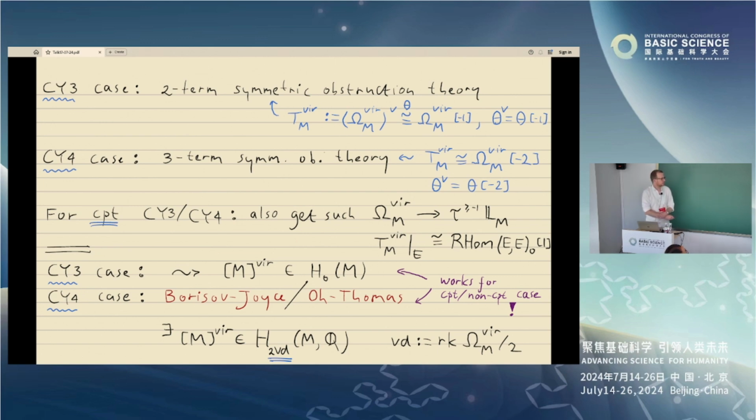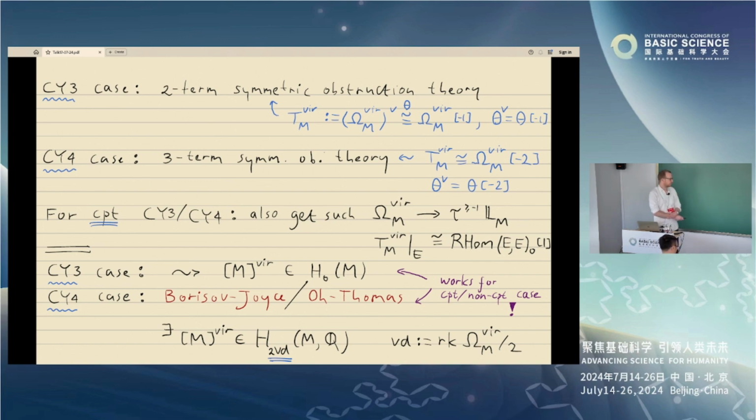But it turns out when you only have it locally, or more precisely if you're on a moduli space of stable sheaves on a compact Calabi-Yau 3 and 4-fold, you still always have a 2 respectively 3-term symmetric obstruction theory, omega M ver, mapping to the cotangent complex. And then this can be intrinsically described as follows. The virtual tangent bundle at a sheaf E is always the derived R hom EE, trace-free shifted by 1.